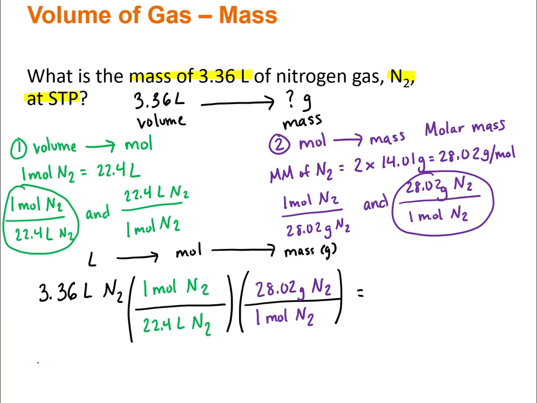For your calculator, you're taking 3.36, dividing it by 22.4, and then multiplying by 28.02. You should get 4.20 grams of nitrogen gas.